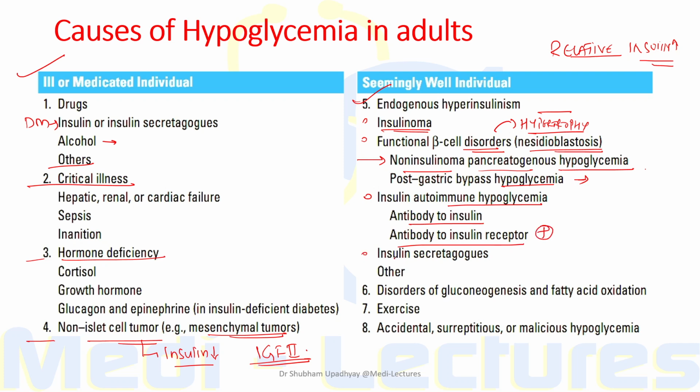There can be accidental or malicious intake of insulin secretagogues, and some other causes. Then there can be certain disorders of gluconeogenesis, glycogenolysis and fatty acid oxidation. Exercise-induced hypoglycemia occurs because it leads to insulin-independent glucose uptake in the muscles. Then accidental, surreptitious or malicious hypoglycemia. Now we will discuss each of these causes in detail, but before that we have to understand the regulation of blood glucose levels in the body.